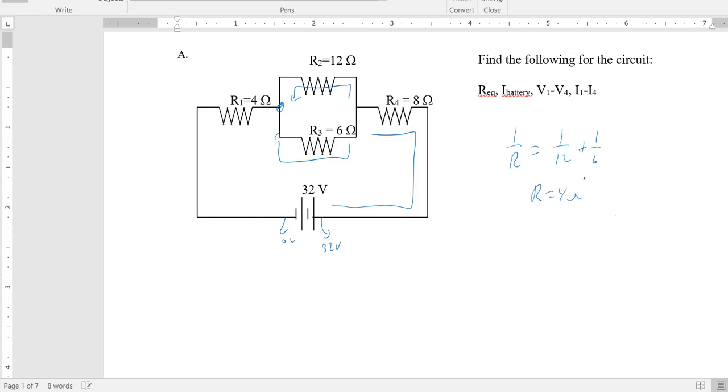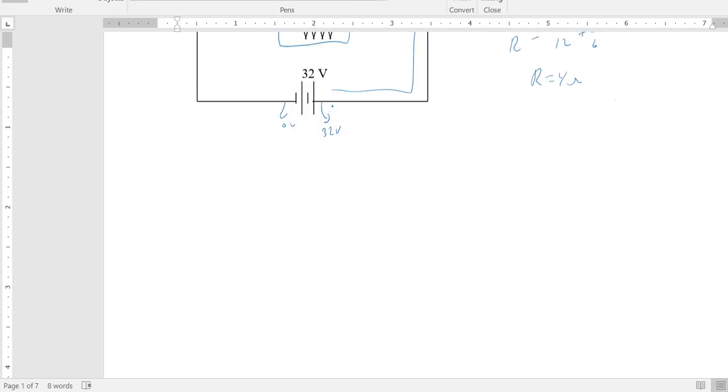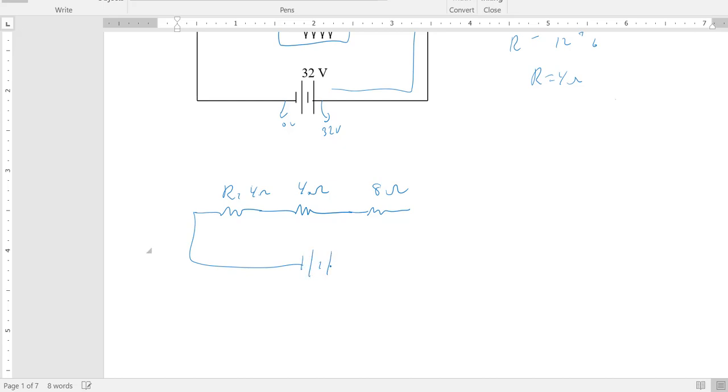Okay, so if we're going to rewrite this now, here's that R1 sticking out. That was 4 ohms, right? 4 ohms. This is R2 plus R3 combined, and that's 4 ohms. And then here was R4, and that was 8 ohms. And then you have your 32 volt battery in this case.